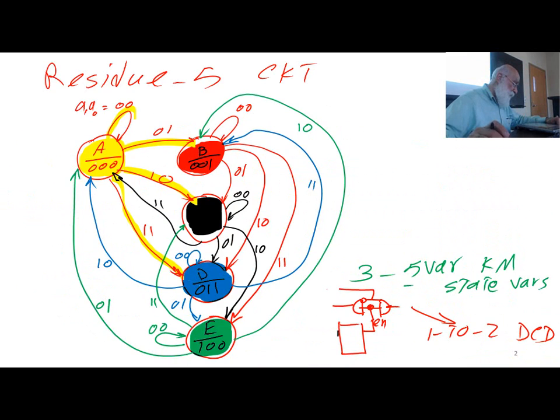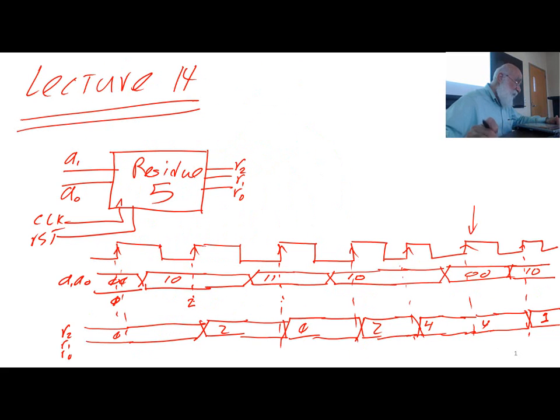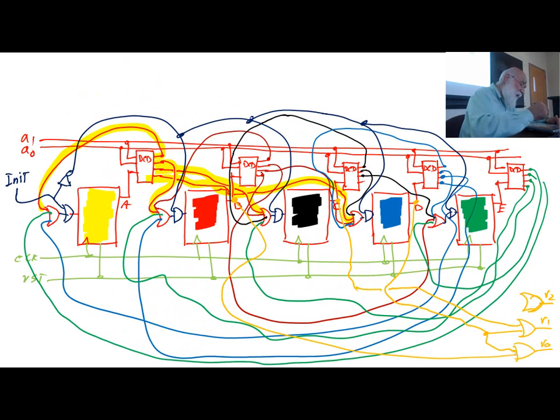And finally, R2 is 1 when I am in state E only. And therefore, I don't really need an OR gate. But then since I have it, I'm going to just do this. That's a complete circuit. Okay?